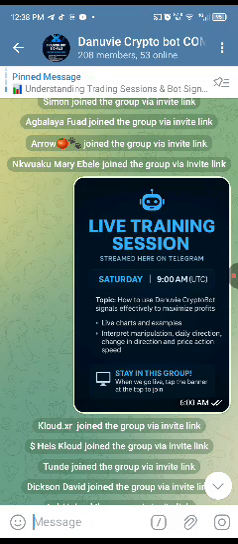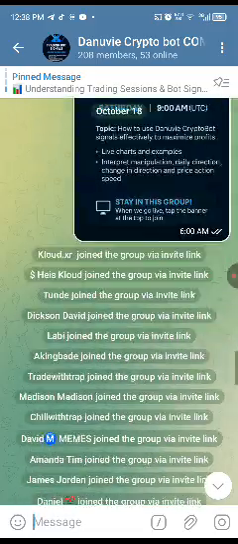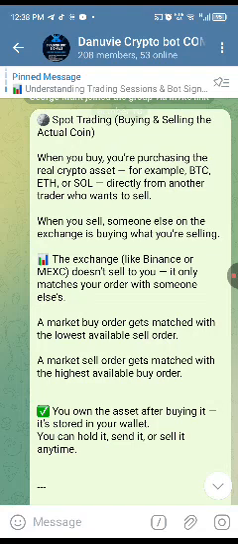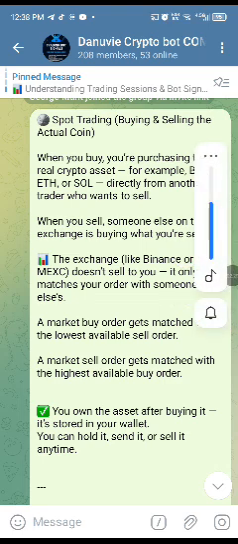And we'll start with the first topic, which is spot and futures trading. So let me just go down. Okay. So this is spot and futures trading. As you can see, it says spot trading, buying and selling the actual coin.